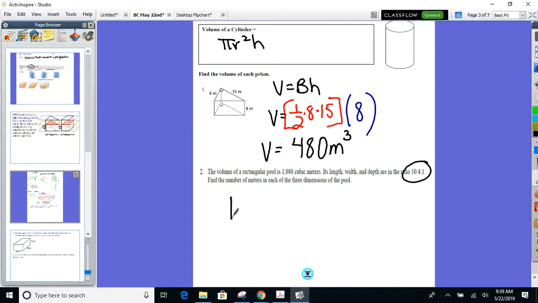If the volume is 1,080, I'm going to set 10x times 4x times the height, or the depth in this case, 1x.